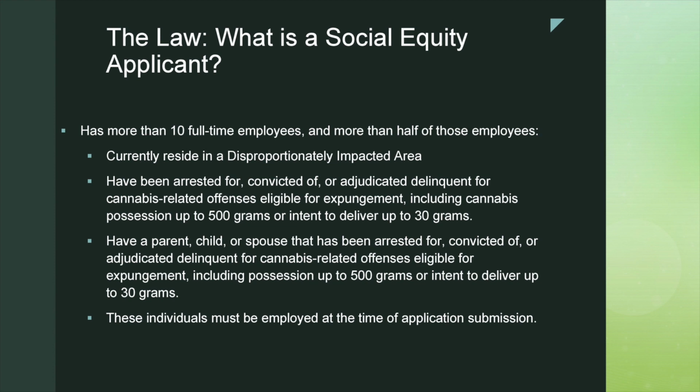Or you can have 10 or more full-time employees, half of which either currently reside in a disproportionately impacted area, have been arrested for, convicted of, or adjudicated delinquent for a cannabis-related offense that is now expungible, or have a parent, child, or spouse that has been arrested for one of those convictions. All of these individuals, if you choose this option, must be employed full-time at the time of your application. I'm going to now show you a video on how you can find out if you are living in a disproportionately impacted area.